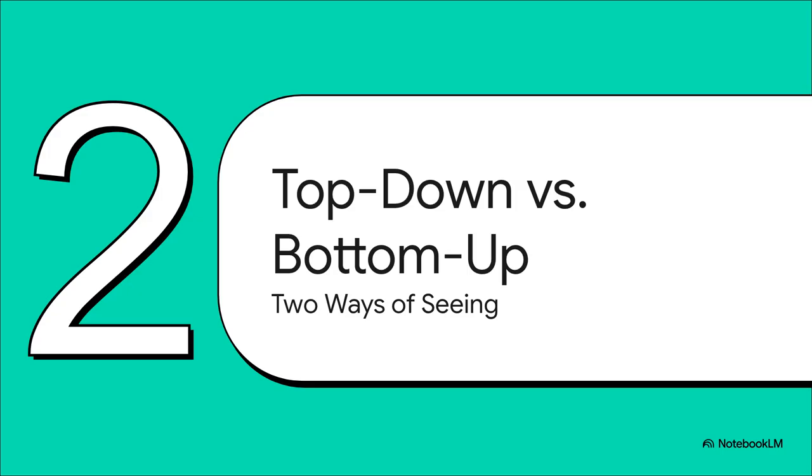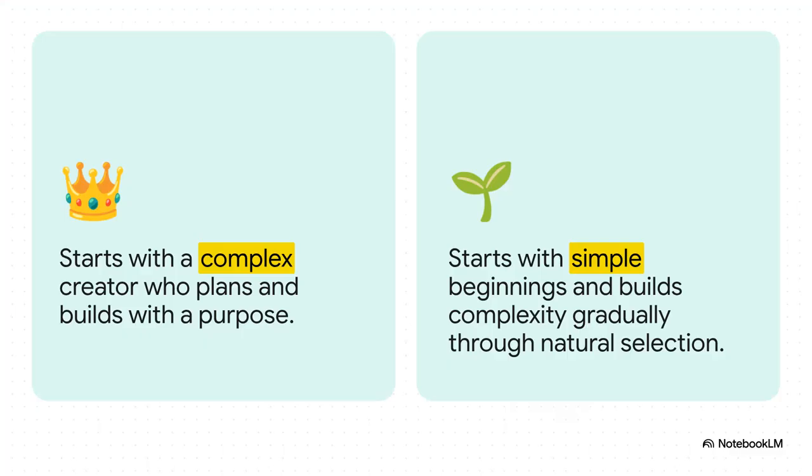Dawkins labels them top-down and bottom-up. And that's a really useful way to see it. Okay, so the top-down approach. It's super intuitive, right? It just makes sense to us. You see a complex thing like a watch, and you know there had to be a watchmaker. So a complex universe must need a universe maker. But the bottom-up view, that's a whole different story. It's totally counterintuitive. It asks us to picture complexity being built up gradually over these immense stretches of time, with no designer, no plan at all. Just simple rules repeated over and over again.